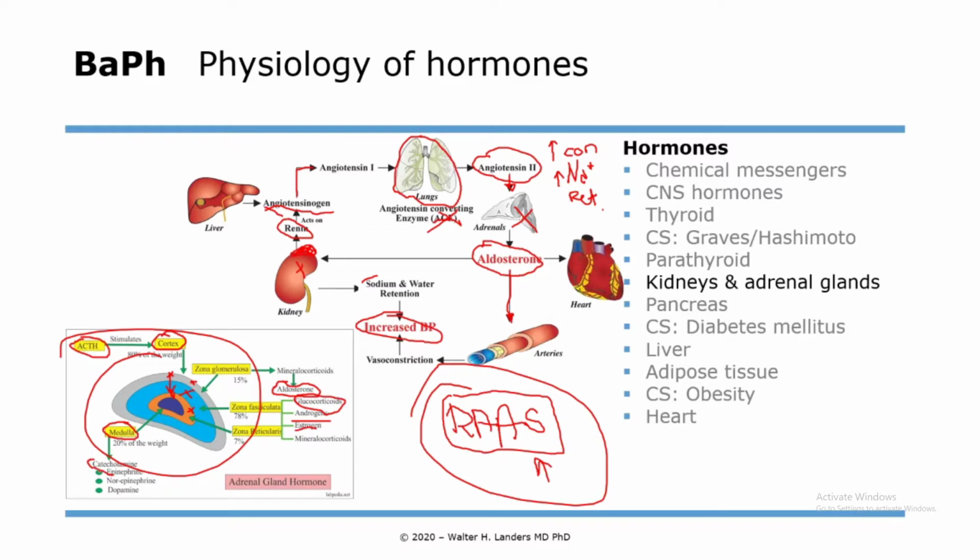And catecholamines are hormones such as epinephrine, norepinephrine, and dopamine. And this is often as a result of parasympathetic stimulation instead of hormonal stimulation or sympathetic stimulation.